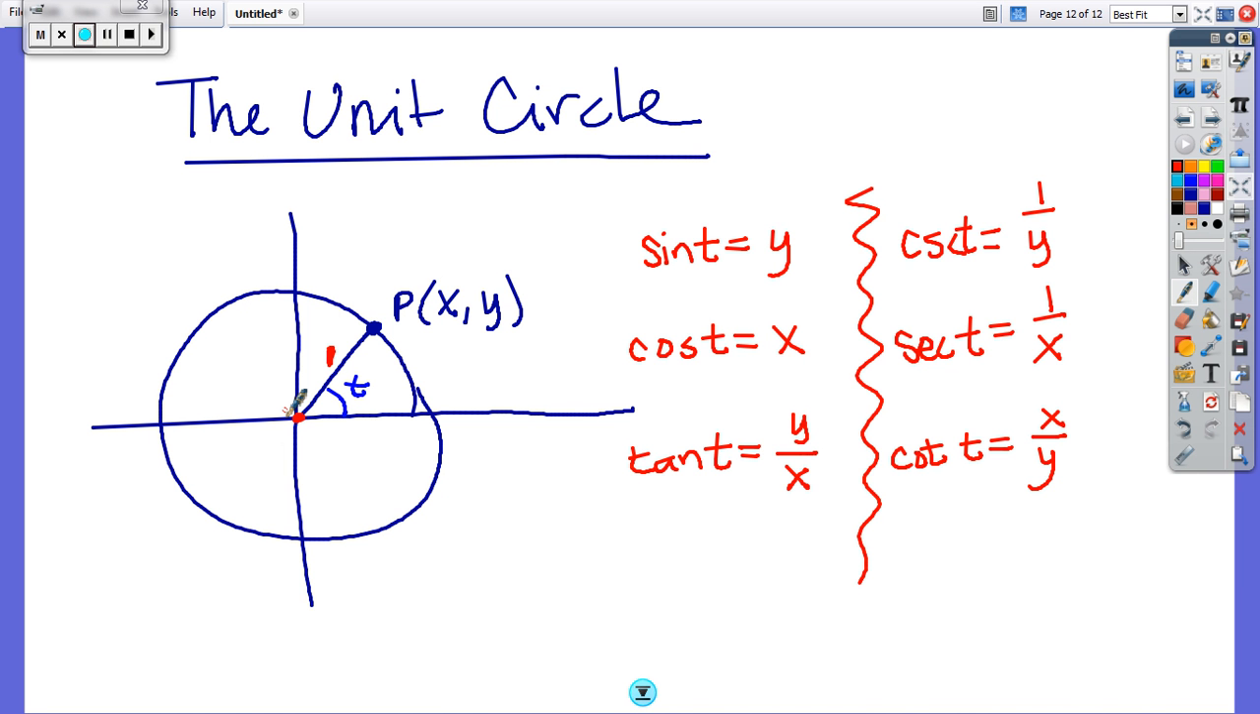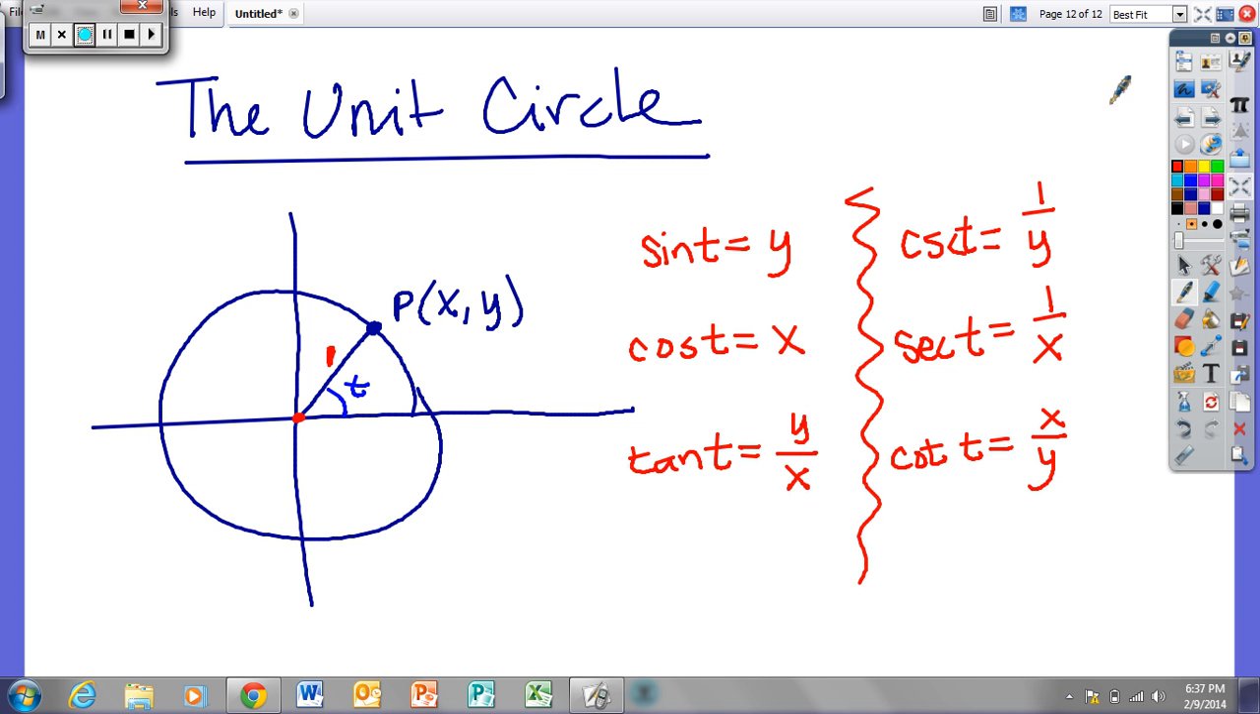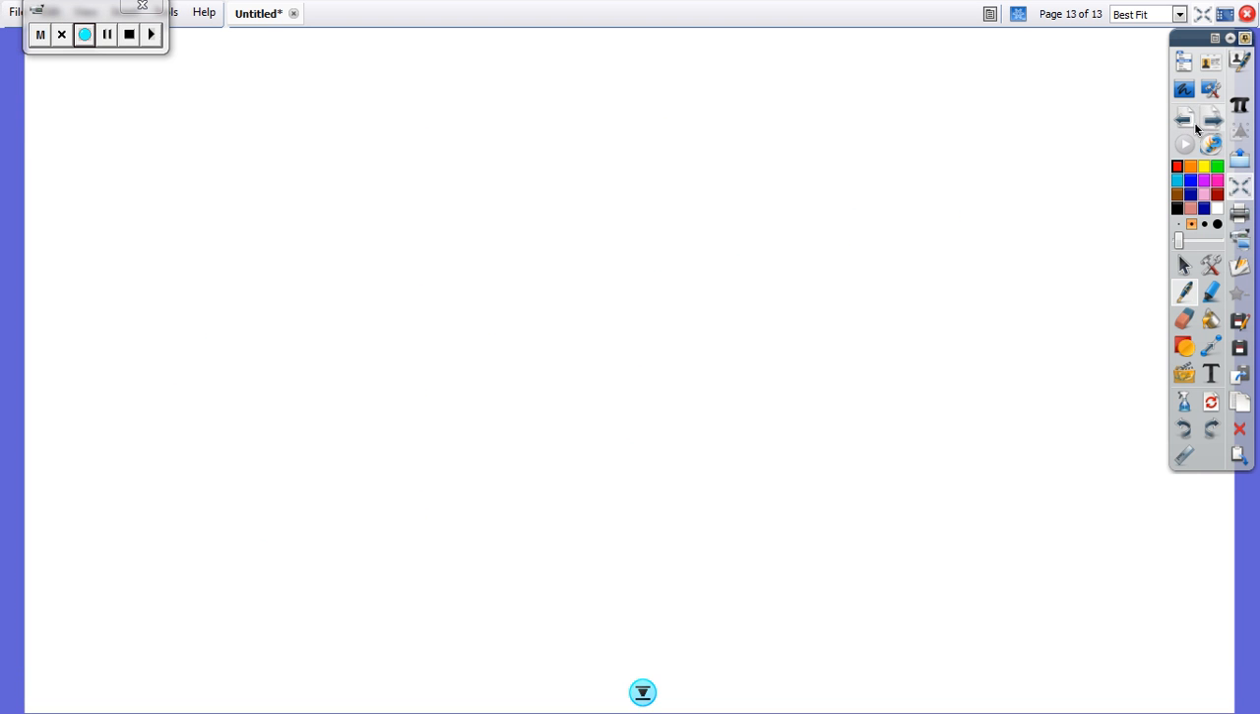These 6 functions are always true. Since we're no longer using triangles, now trig functions are being applied to real numbers, and we can call them circular functions. So x is a real number, y is a real number, t is some real number. An important property of circular functions is that they are periodic. So we're going to talk about what it means to be periodic.